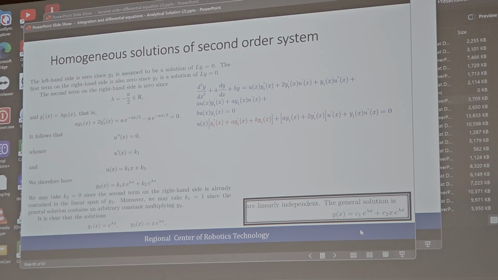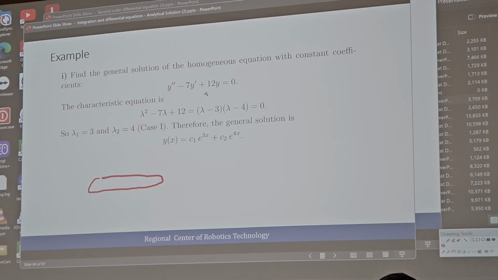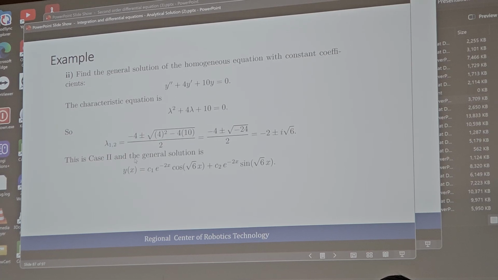If your independent variable is x, you have this one, right? So, for example, this one. You have distinct eigenvalues, right? So your solution will be a combination of these, right? This eigenvalue will be 3 and 4, right? This one is similar, right? This one we have complex roots, right? Root of this one compared to this one.